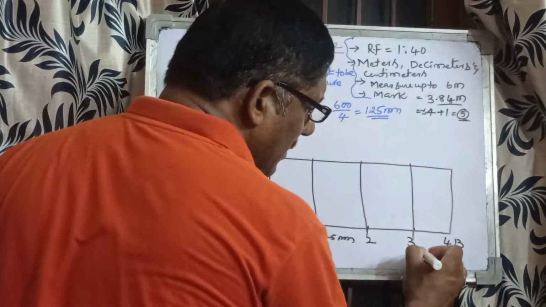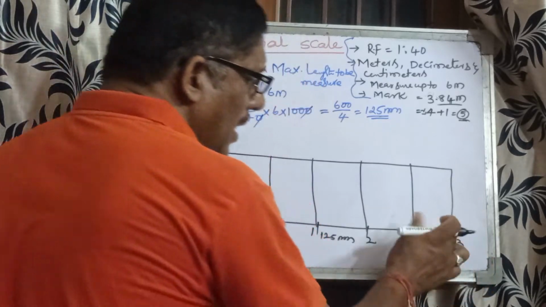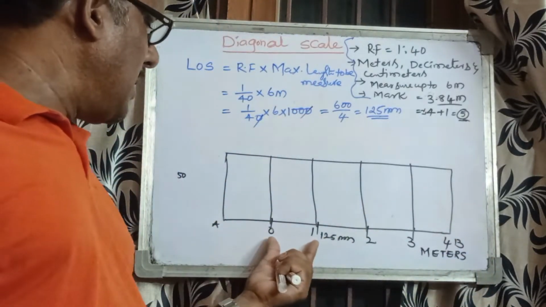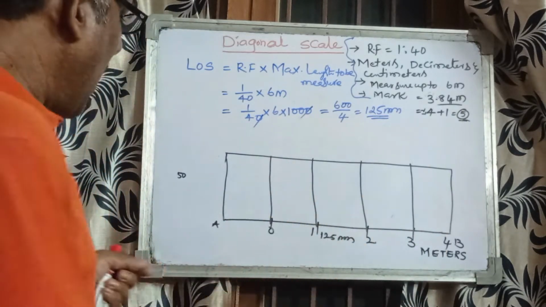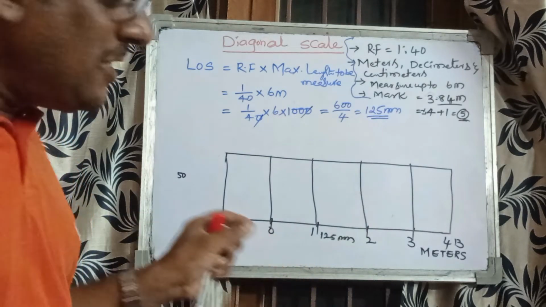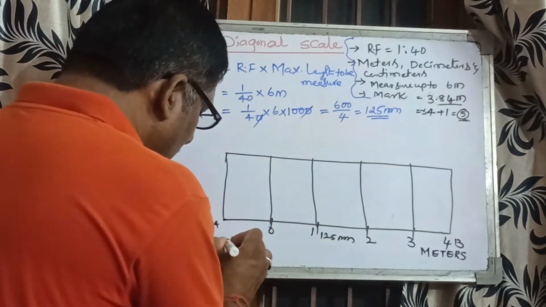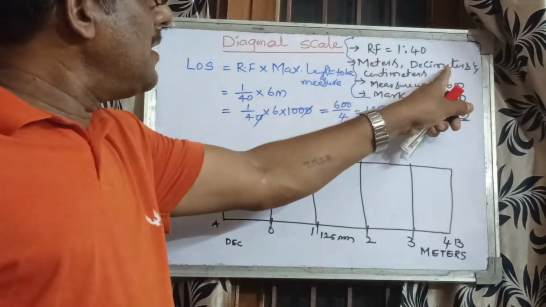So here we can write meters. These are all 1 unit is meter. So this is 1 meter, 2 meter, 1 meter, 1 meter. Like that all the units are 1 meter. And first unit divide into equal number of 10 parts. Why? Because this is decimeters. In question asked that meters, decimeters and centimeters.